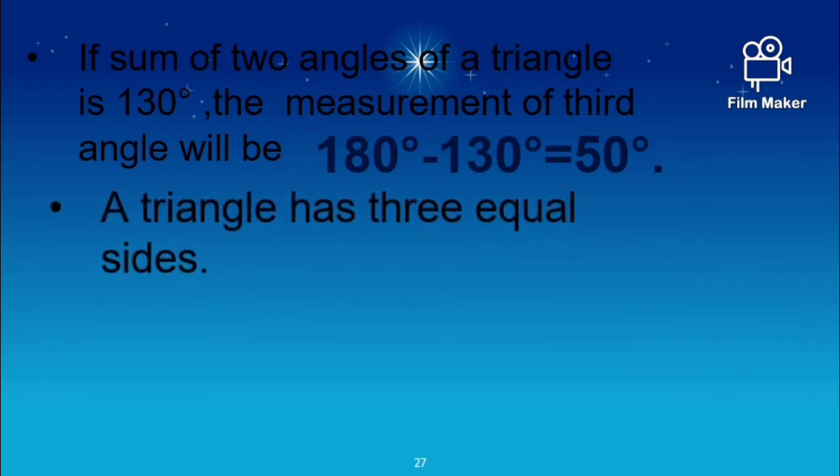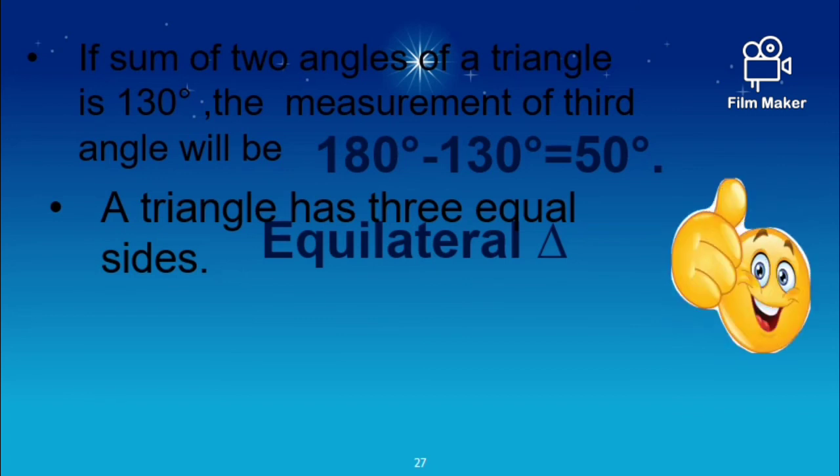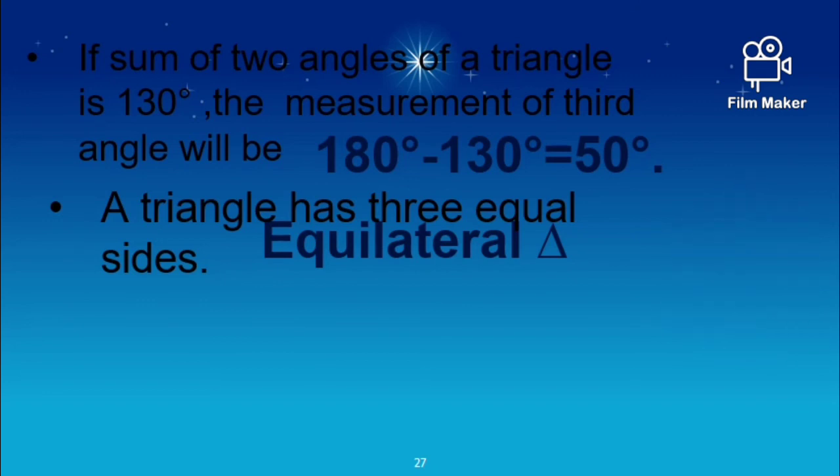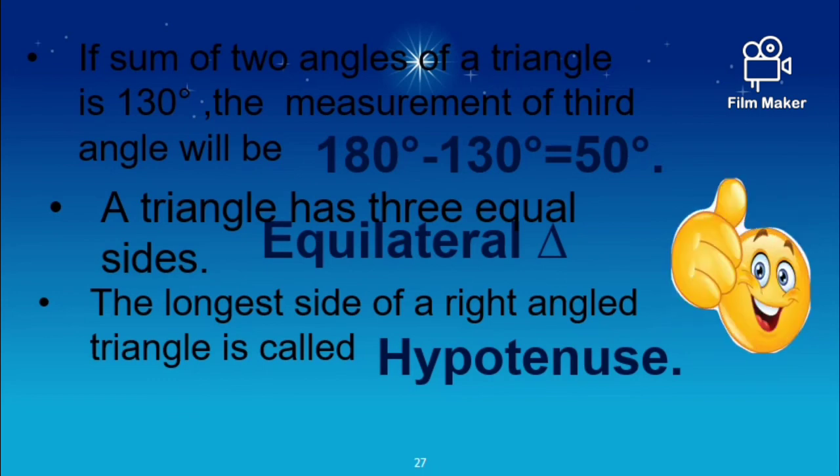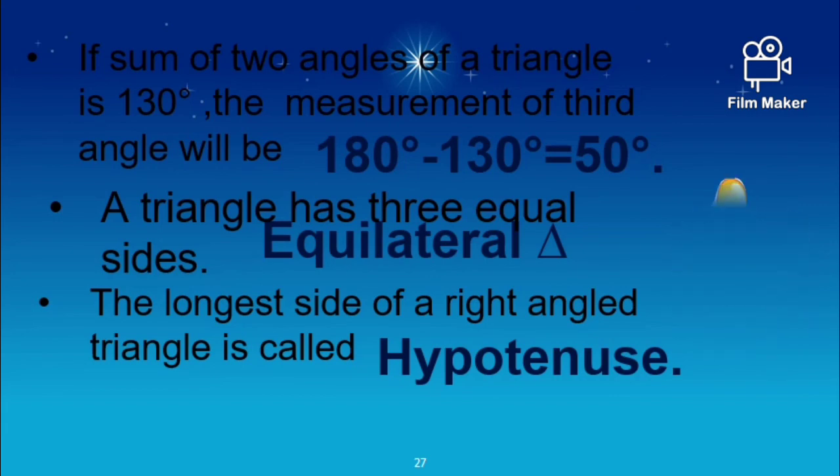Now, a triangle has three equal sides. It's called equilateral triangle. Very good. If all sides of a triangle are equal, then the type of triangle is called an equilateral triangle. Okay, now the next question: the longest side of a right angle triangle is called, what is it? It's called hypotenuse. It is the opposite and the longest side of the triangle.